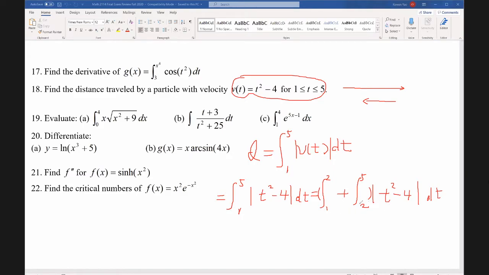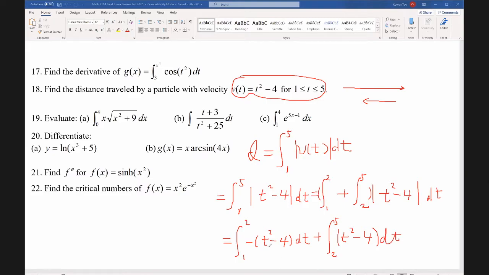Why do I split 1 to 2? Now from 2 to 5, it will be positive. From 1 to 2, this will be negative, right? So you can write that. From 1 to 2, inside will be negative, so the absolute value will be negative t squared minus 4. Right? Remember the definition of absolute value. Now 2 to 5, this will be positive, right? Because 2 squared minus 4 will be positive. So the absolute value is the same thing, okay? t squared minus 4. That's why you have to split it into two parts in order to get the right answer.